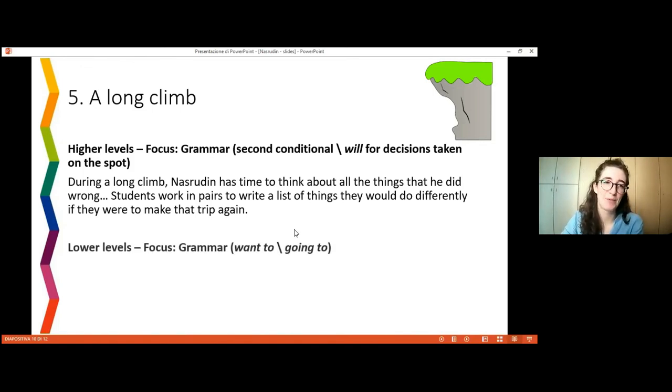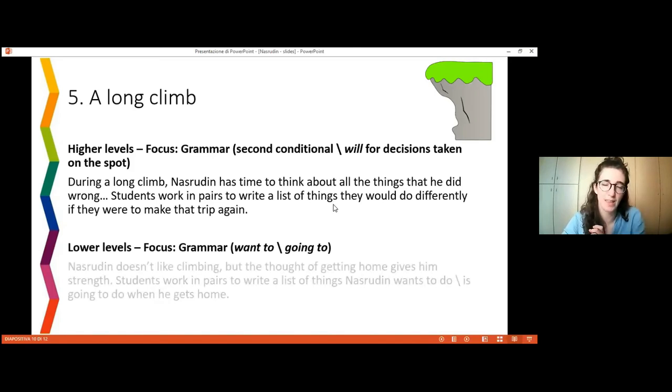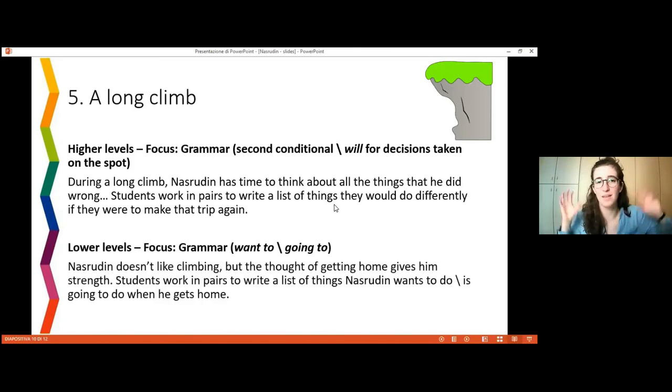So, with lower levels, I chose a different focus still on grammar. And again, the activity is doable with both structures. I chose want to and going to. So Nasrudin's climbing up, but he's tired. He doesn't like that. But the thought that gives him strength is what he's going to do or he wants to do when he gets home. So using want to and going to, write in the chat, what are you going to do when you get home?